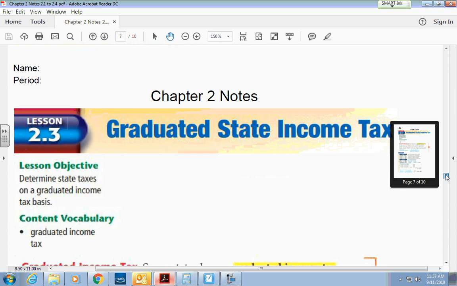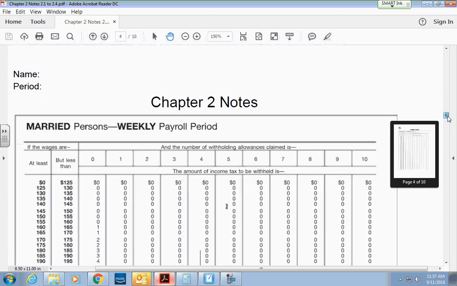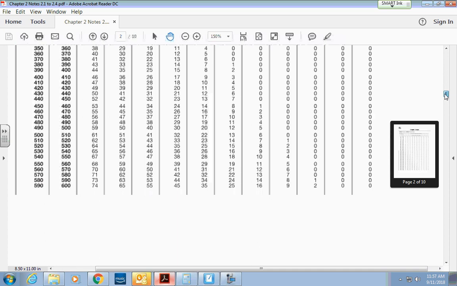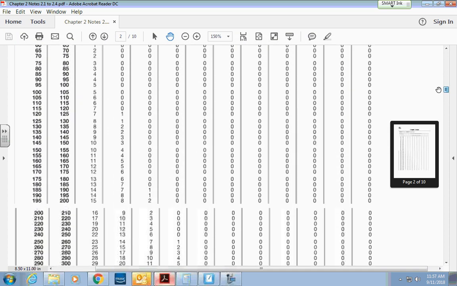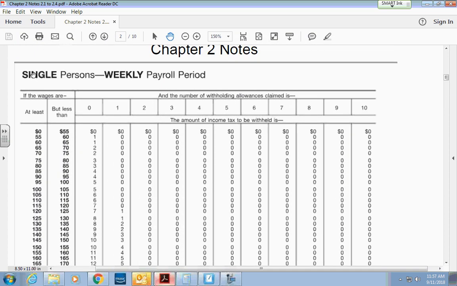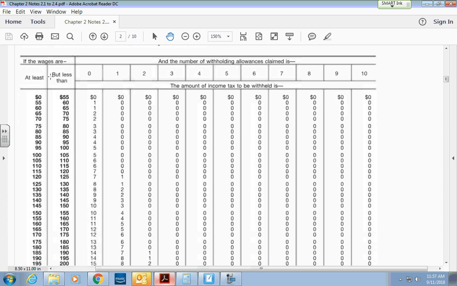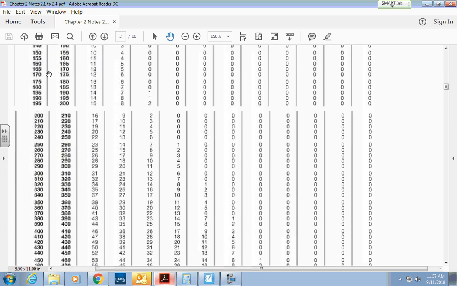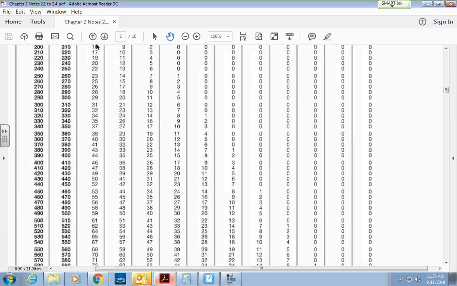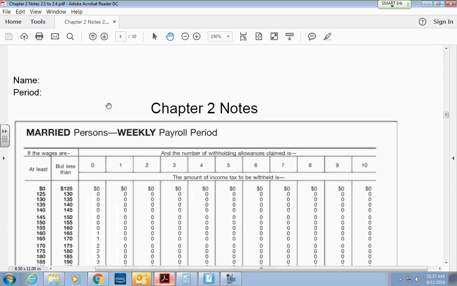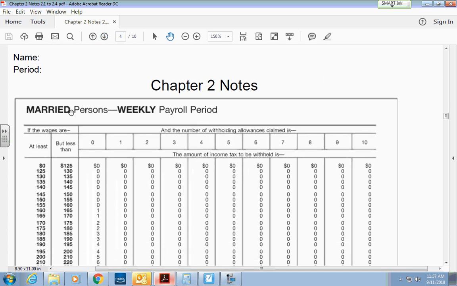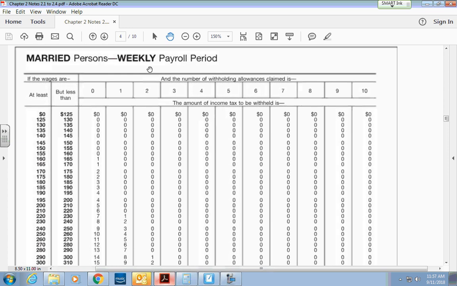So we look at the beginning of our chart. Step number 1, and I'm going to come around and help you guys with this. Step number 1, we don't want to be in the singles because Carla is married. So go ahead and flip, not to the first page of charts, not to the second page of the charts, but the third page is the married page. She has 2 allowances, so we need to look over in the 2 column.